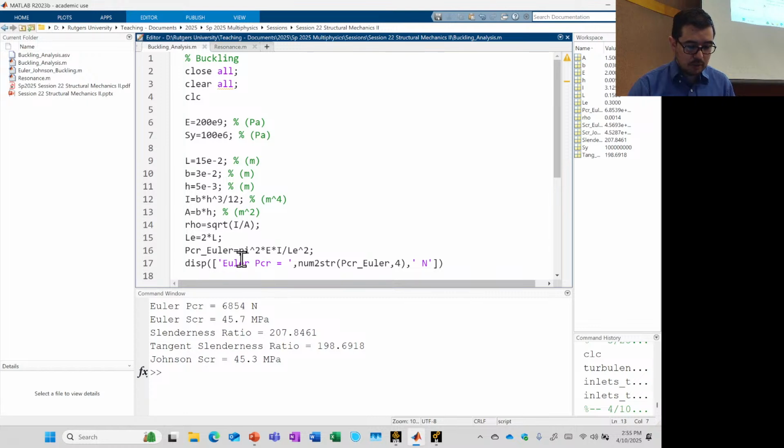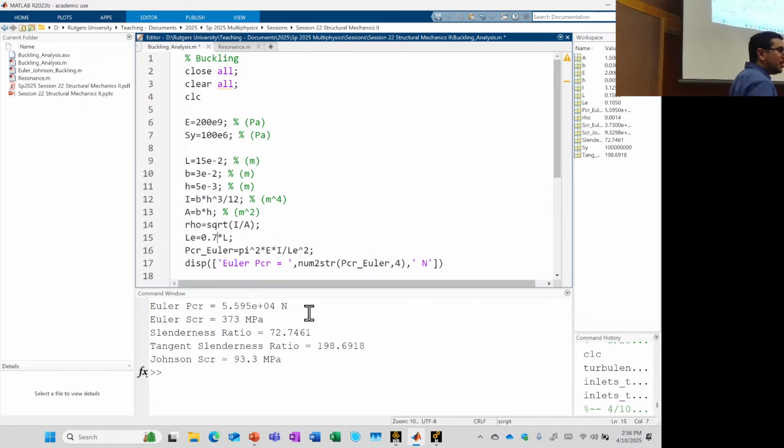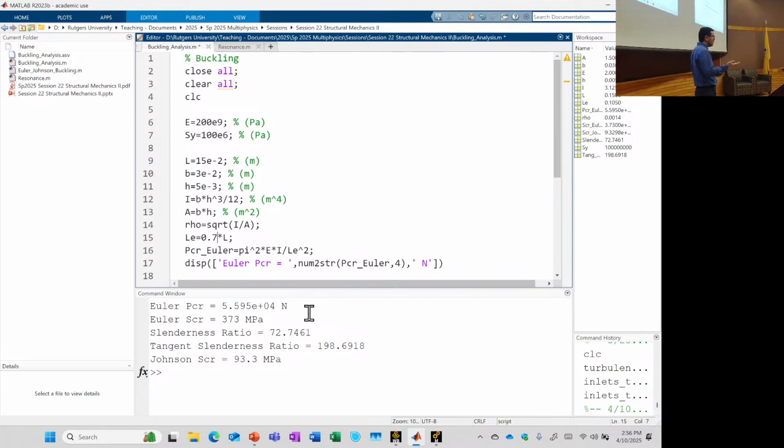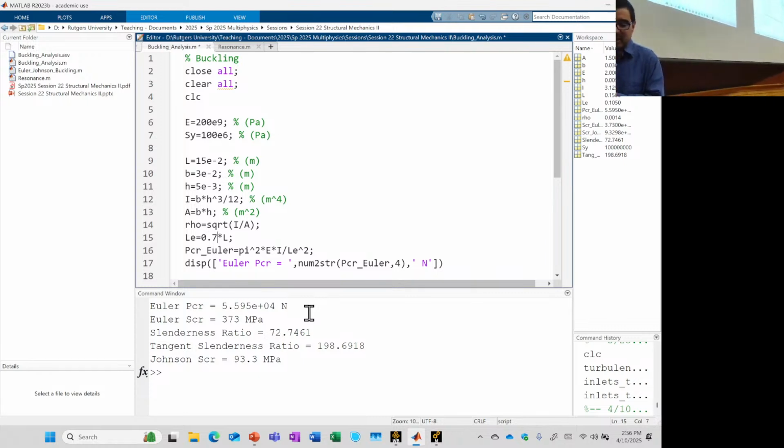Where is it? Here, 0.7 here. And we run it. And voila, look at that. 56, about 56 kilonewtons. All right, so this is happiness. ANSYS and Euler agree with each other. Isn't that beautiful?